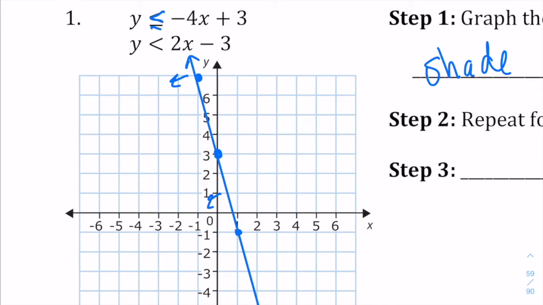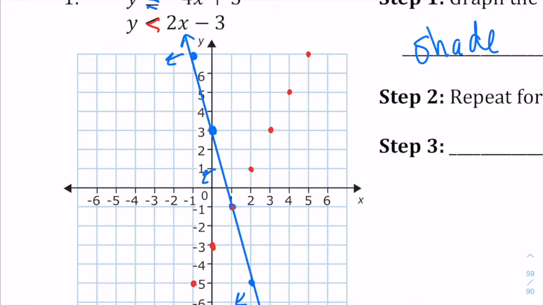So y is less than 2x minus 3 is our second inequality. Down to negative 3 for the y-intercept, and we're going to go up 2 and over 1. Up 2 over 1, up 2 over 1, up 2 over 1. We can go down as well. Now this one, because it's just a less than, is going to be a dashed line, a dotted line.